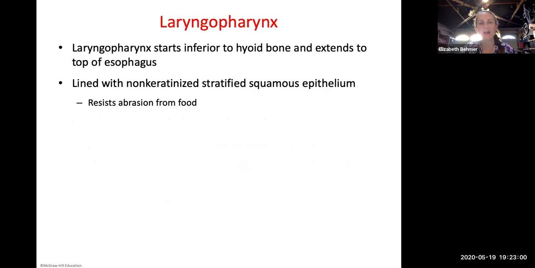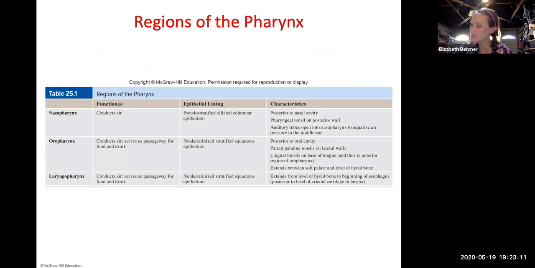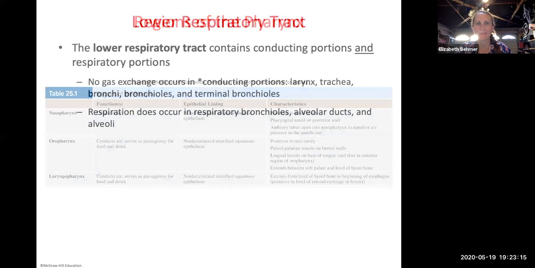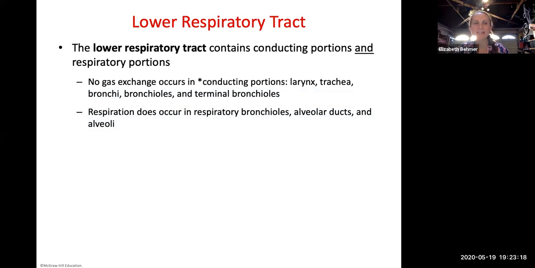Then the laryngopharynx starts right below your hyoid bone and extends to the top of your esophagus, also lined with stratified squamous epithelium to help resist abrasion from food. So those are the regions of the pharynx, another word for throat. Then we get to the lower respiratory tract.